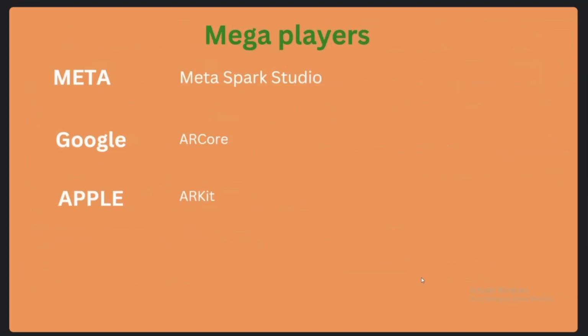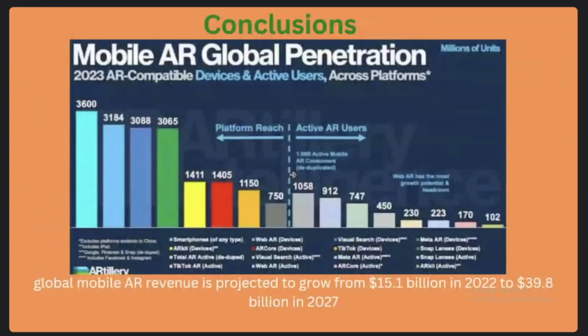So these are some of the mega players in the augmented reality world: Meta, Google, and Apple, and they have different platforms. Meta uses Meta Spark Studio to create models and other augmented reality experiences for users. Google uses ARCore, and Apple uses the ARKit platform for their users.